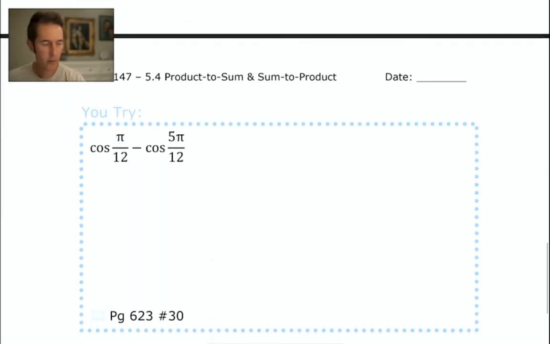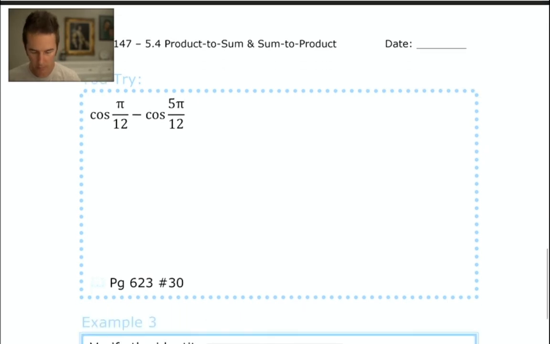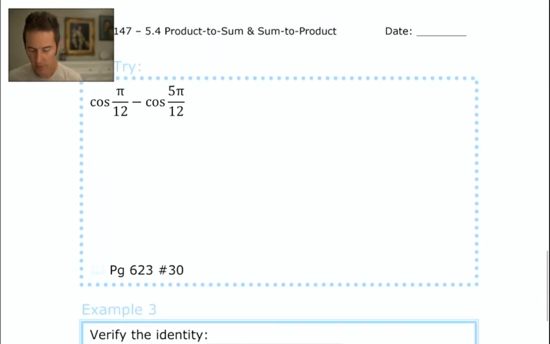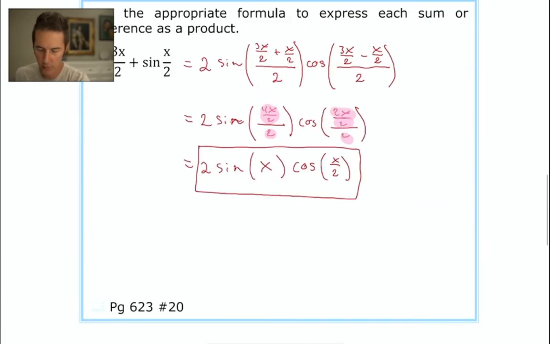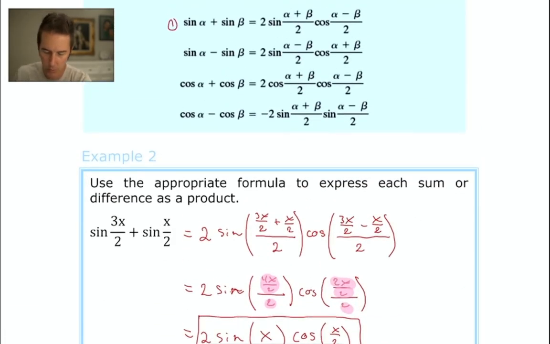And this process is very similar to the previous one that we did. This is your alpha value, pi over 12. Your beta value is the 5 pi over 12. It's cosine minus cosine, so you will plug those into the right-hand side of the fourth equation. Your alpha and beta values, do a little bit of arithmetic, a little simplifying of fractions, and you should find yourself a final answer very quickly.